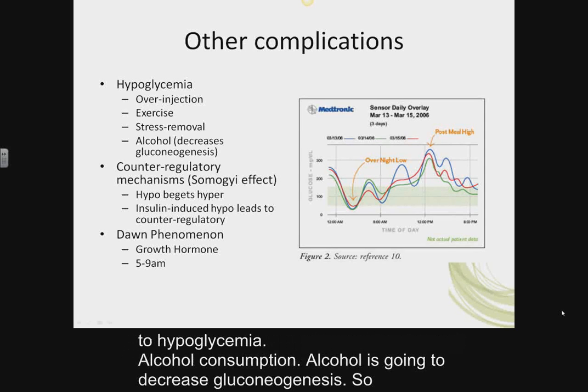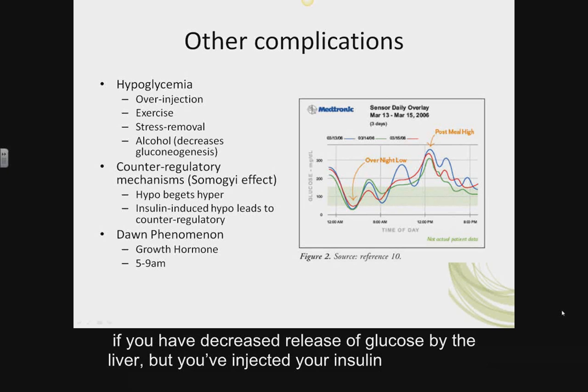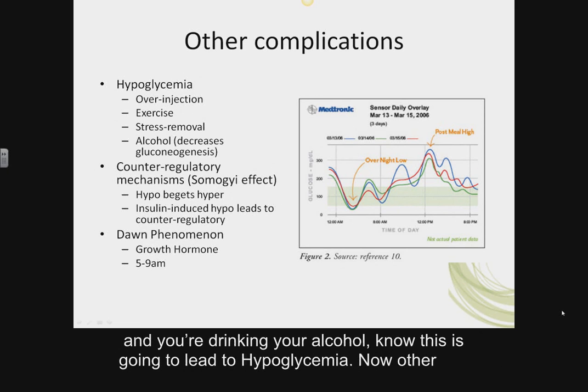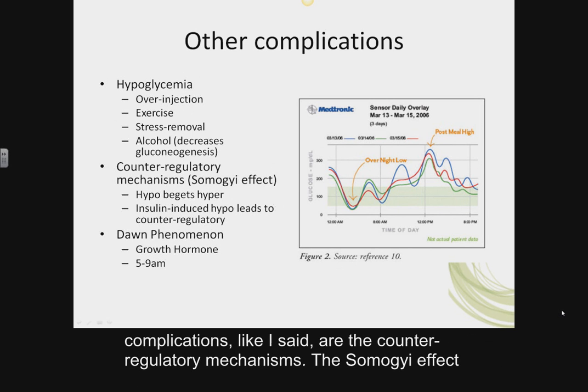Alcohol consumption. Alcohol is going to decrease gluconeogenesis. So if you have decreased release of glucose by the liver, but you've injected your insulin and you're drinking your alcohol, now this is going to lead to hypoglycemia.